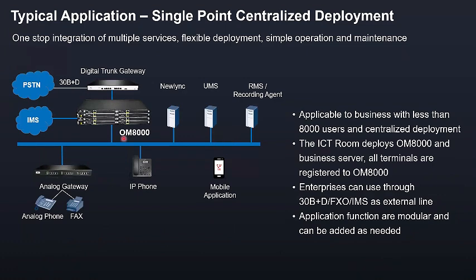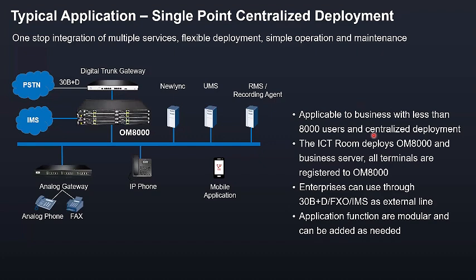Okay, so I just show you here a typical application. This is a single point centralized deployment. It's a flexible deployment and very easy to maintain. It's connected to IMS. And of course, this is integrated with our application software, the UMS, the RMS, and the Newlink. And this is connected with our digital trunking gateway. With this application, it's less than 8,000 users with a centralized deployment.